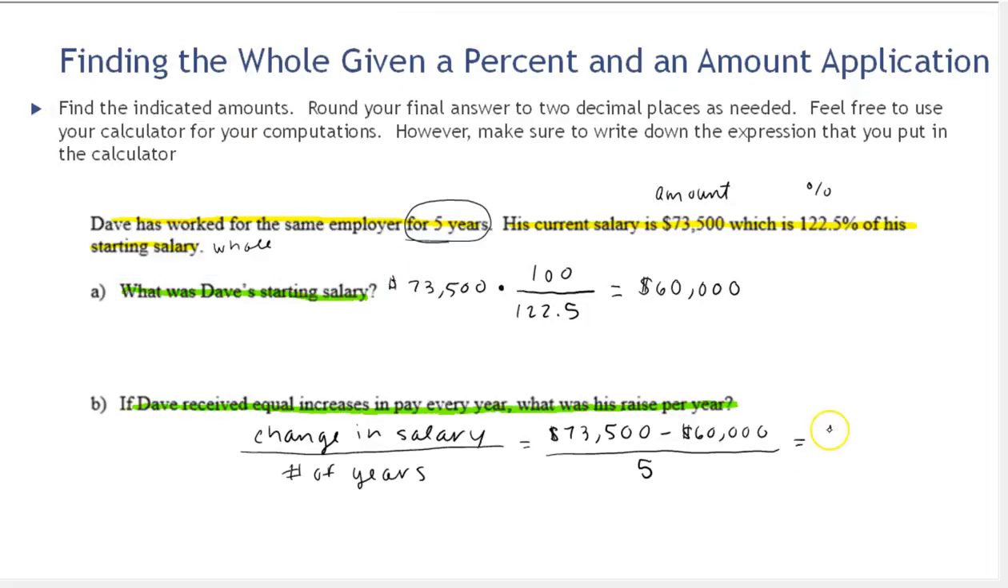And we get $2,700. And notice that was per year. So our answer in this case is actually a rate. His raise was in dollars per year.